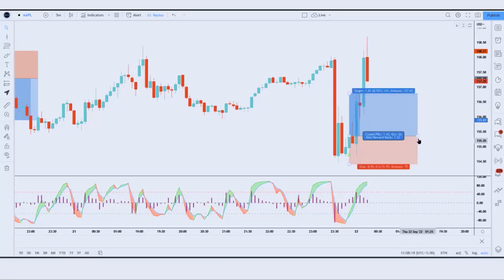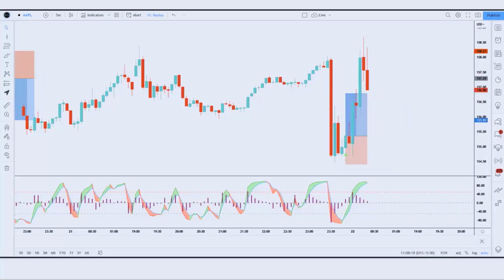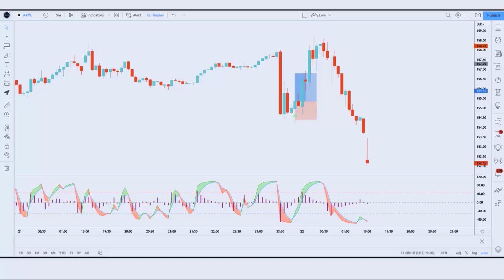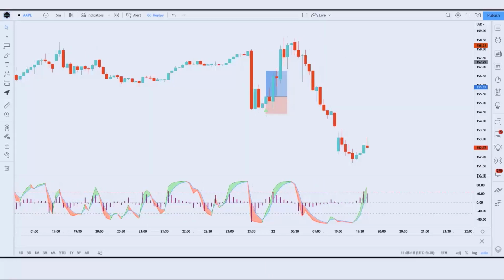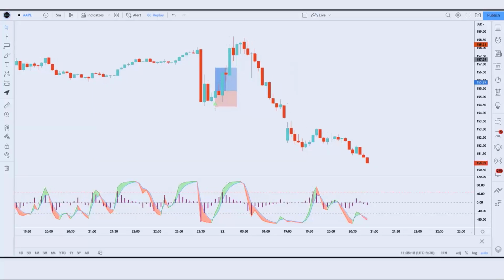I hope you have understood this trading strategy. If not, then it doesn't matter. We are going to see examples of some trades, so that you will definitely understand. If you have any question related to this strategy, then you can ask in the comments section. We will try our best to answer all your questions.